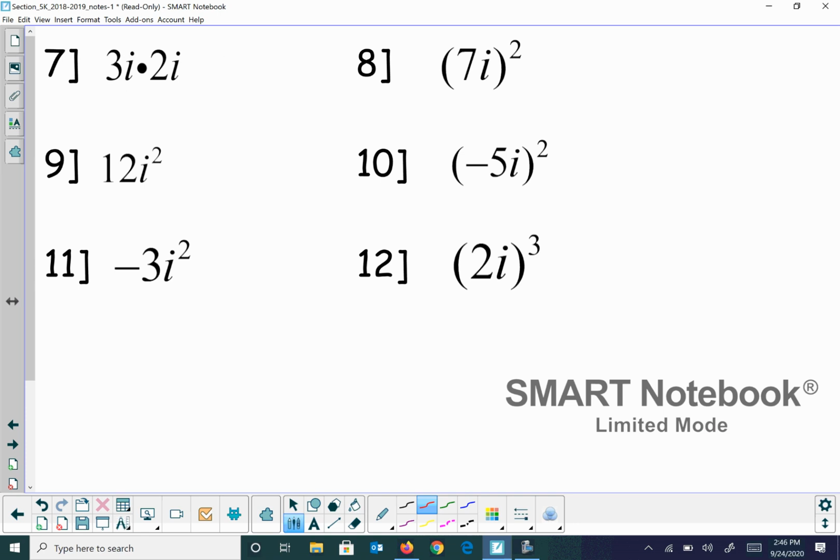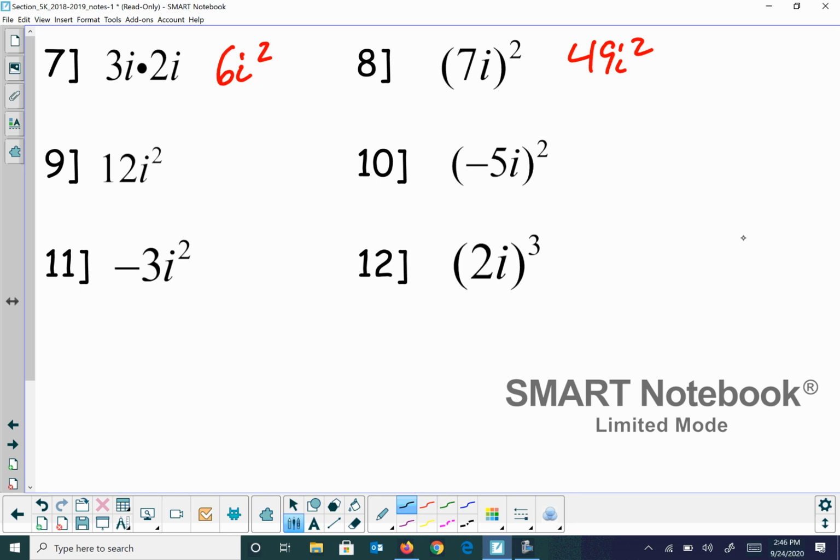Okay, so let's start working these out. So this is going to give me 6i squared. Again, we're going to talk about what i squared means in a little bit, we'll leave it like that. This one will be 49i squared and 12i squared. Actually, let's go ahead and talk about i squared.